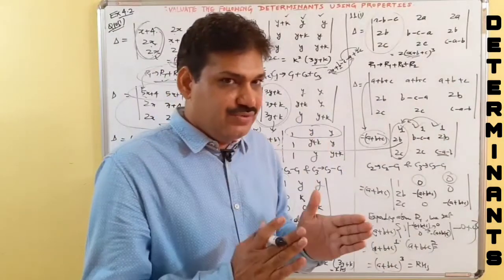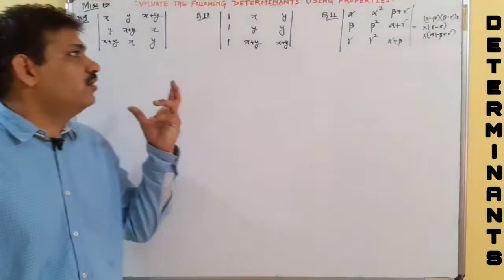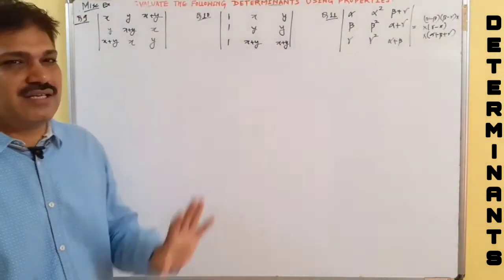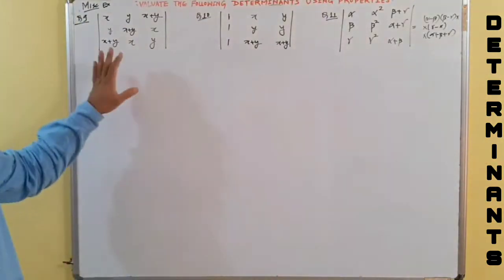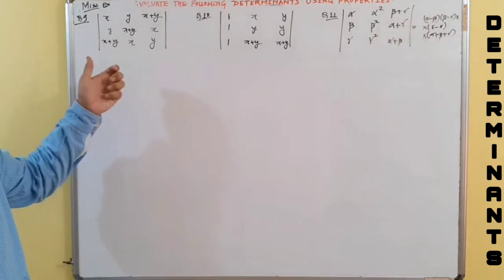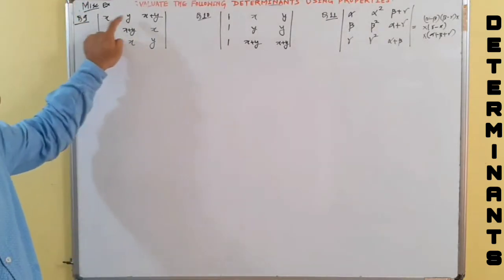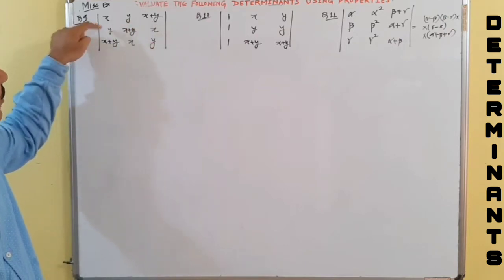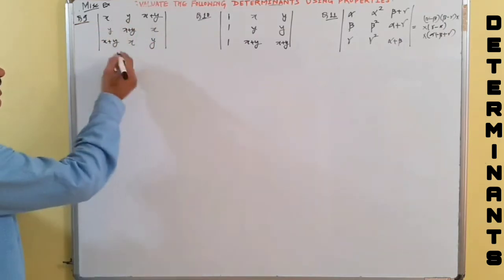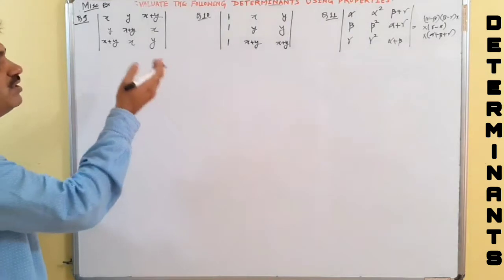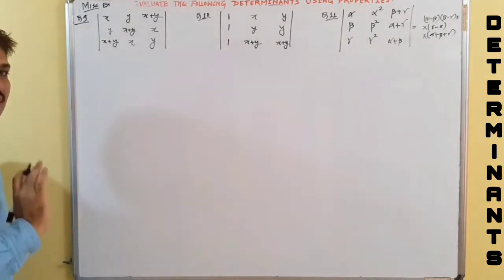This is how we do. Let's take some more questions. Now we have some questions from the miscellaneous exercise. Simply, if you see this, we have to evaluate this. If you add row-wise or column-wise, you can get the same result, x plus x, 2x plus 2y, or here 2x plus 2y. So either you apply C1 becomes C1 plus C2 plus C3, or R1 becomes R1 plus R2 plus R3.